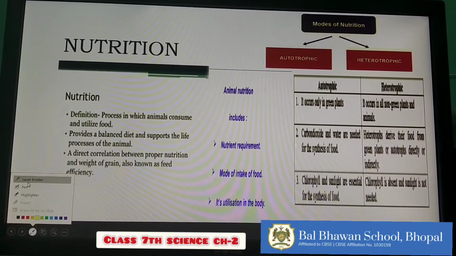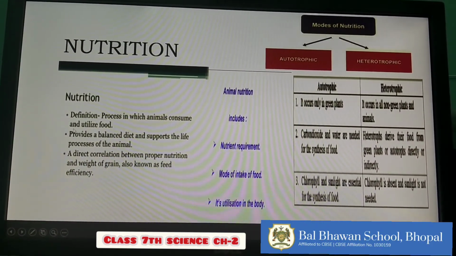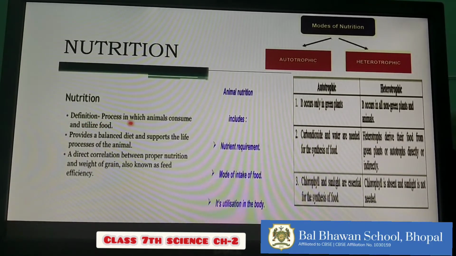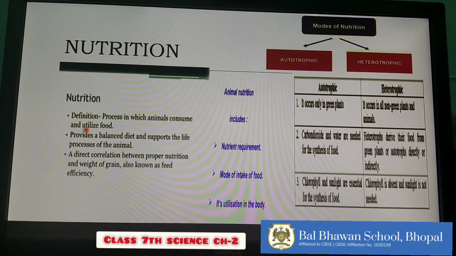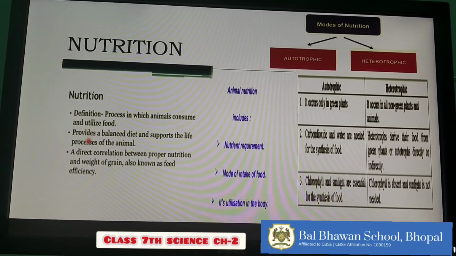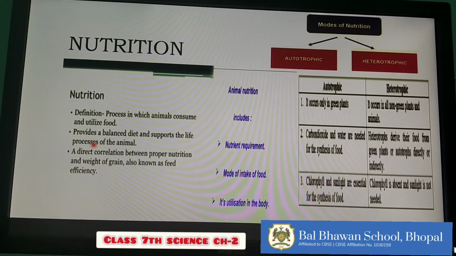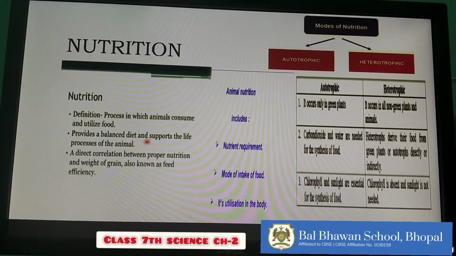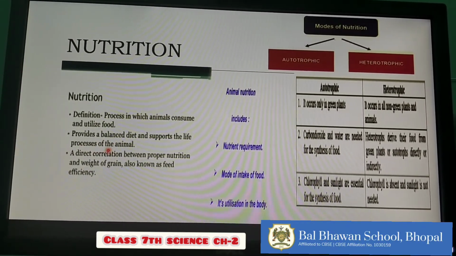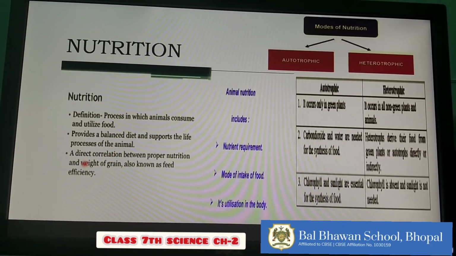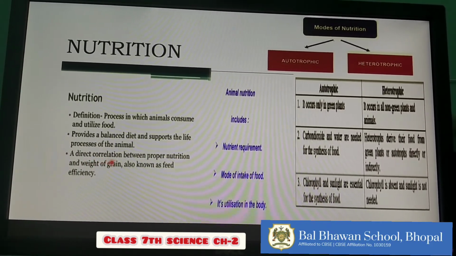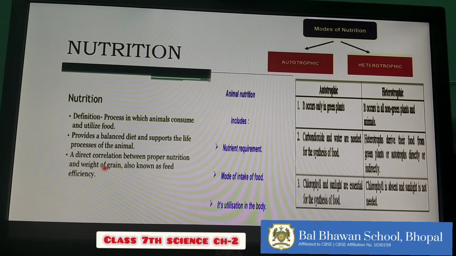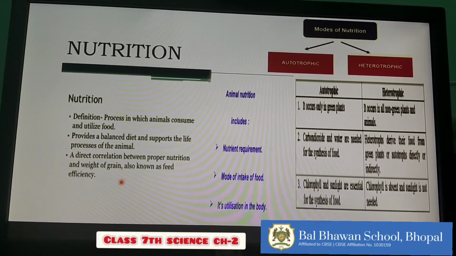Now, what is nutrition? Nutrition is the process by which organisms consume and utilize food. Nutrition is the process of taking food and utilizing it. Nutrition provides a balanced diet and supports the life processes of the animal. Nutrition has a direct correlation between body weight and the weight of grain, also known as feed efficiency.